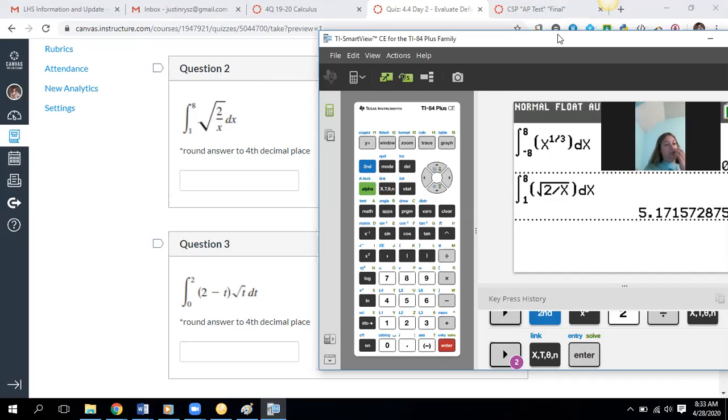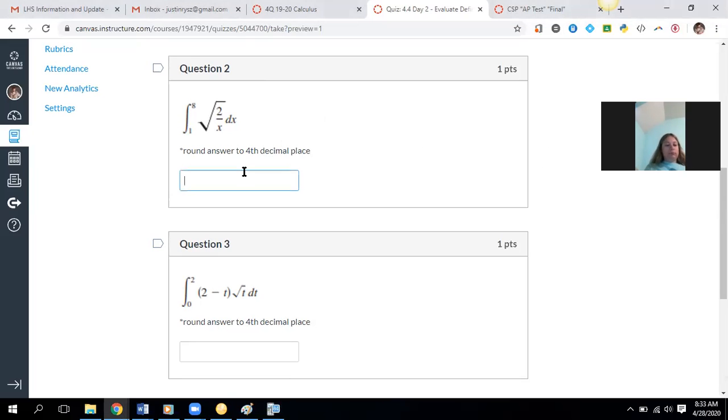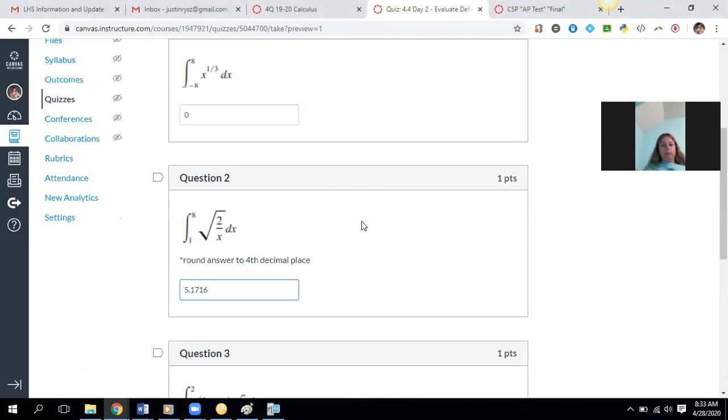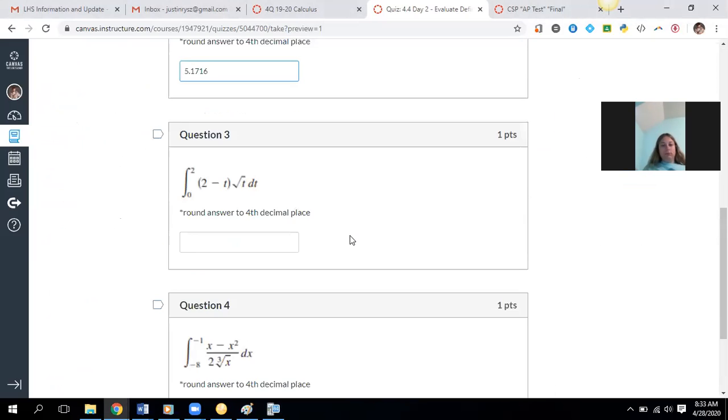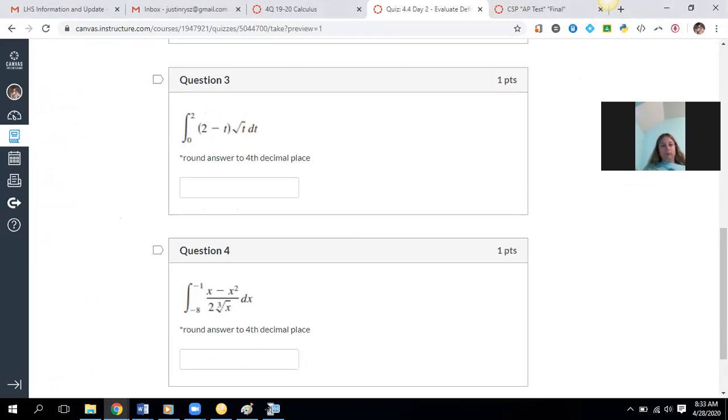All right, so we get 5.1716. I'm going to do this too because I've been having some bad luck and not getting the right answers typed in. Okay.